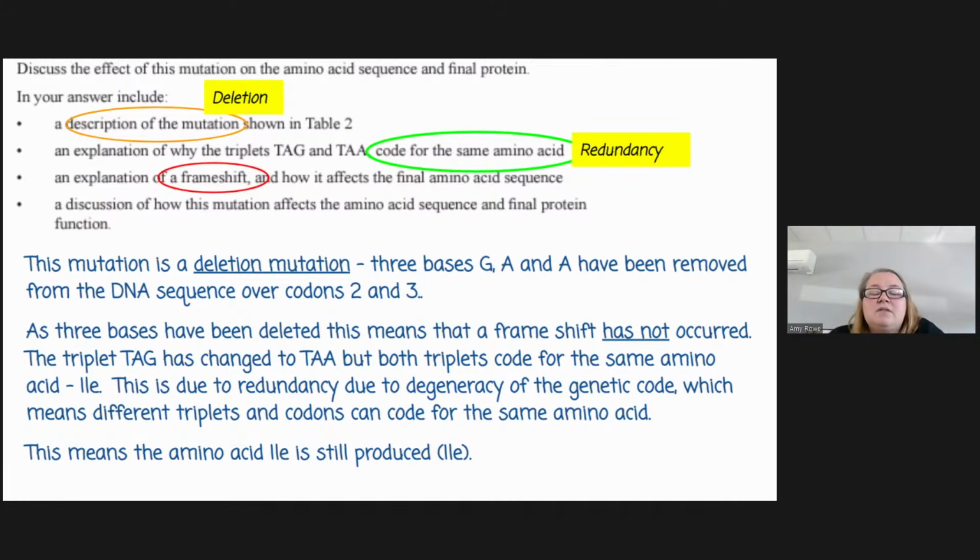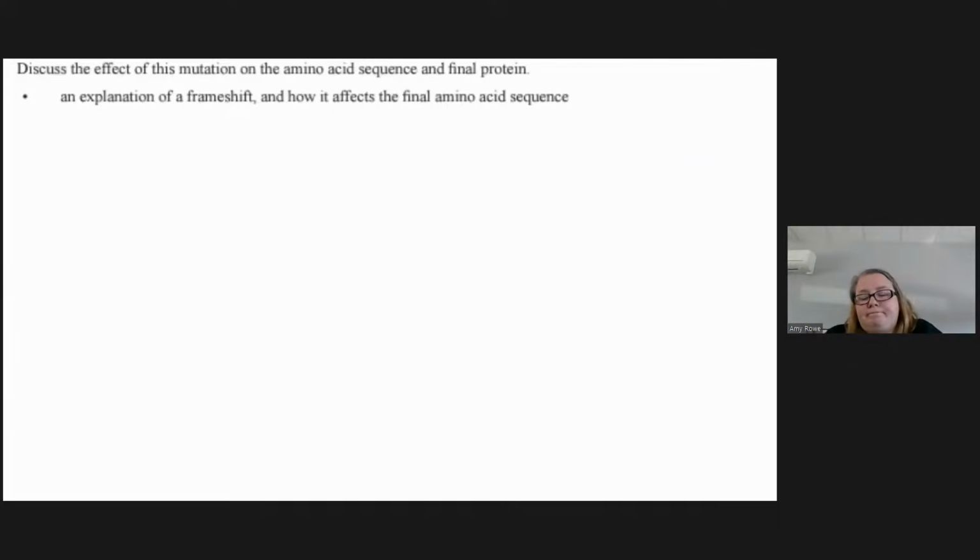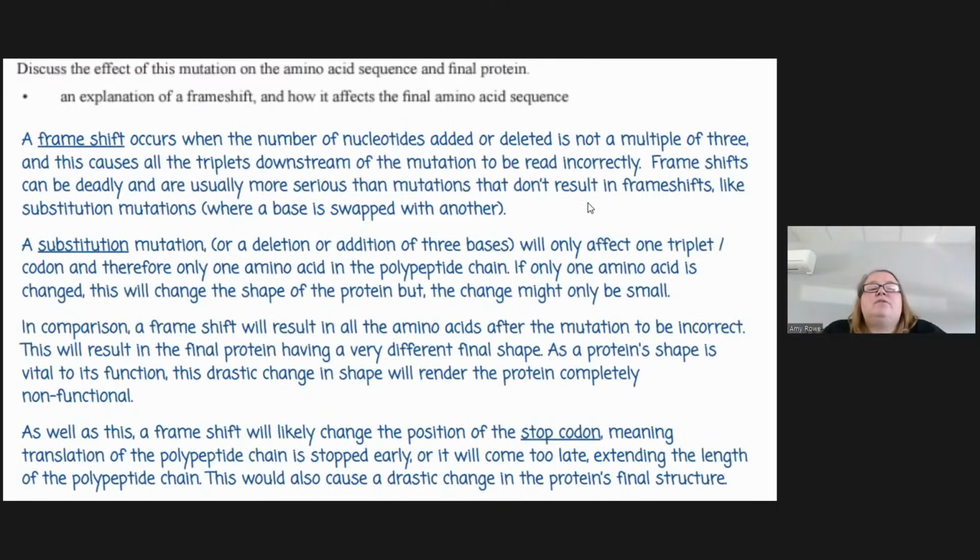and how it will affect the amino acid sequence. We've already identified that this particular mutation is not a frame shift. However, the question has asked us about frame shifts, so we need to talk about it anyway. Okay, so a frame shift occurs when the number of nucleotides added or deleted is not a multiple of 3. This causes all of the triplets downstream of the mutation to be read incorrectly. Frame shifts can be deadly and are usually more serious than mutations that don't result in frame shifts, such as substitution mutations. A substitution mutation, or a deletion or addition of 3 bases, will only affect one triplet or codon, and therefore only one amino acid will be affected.